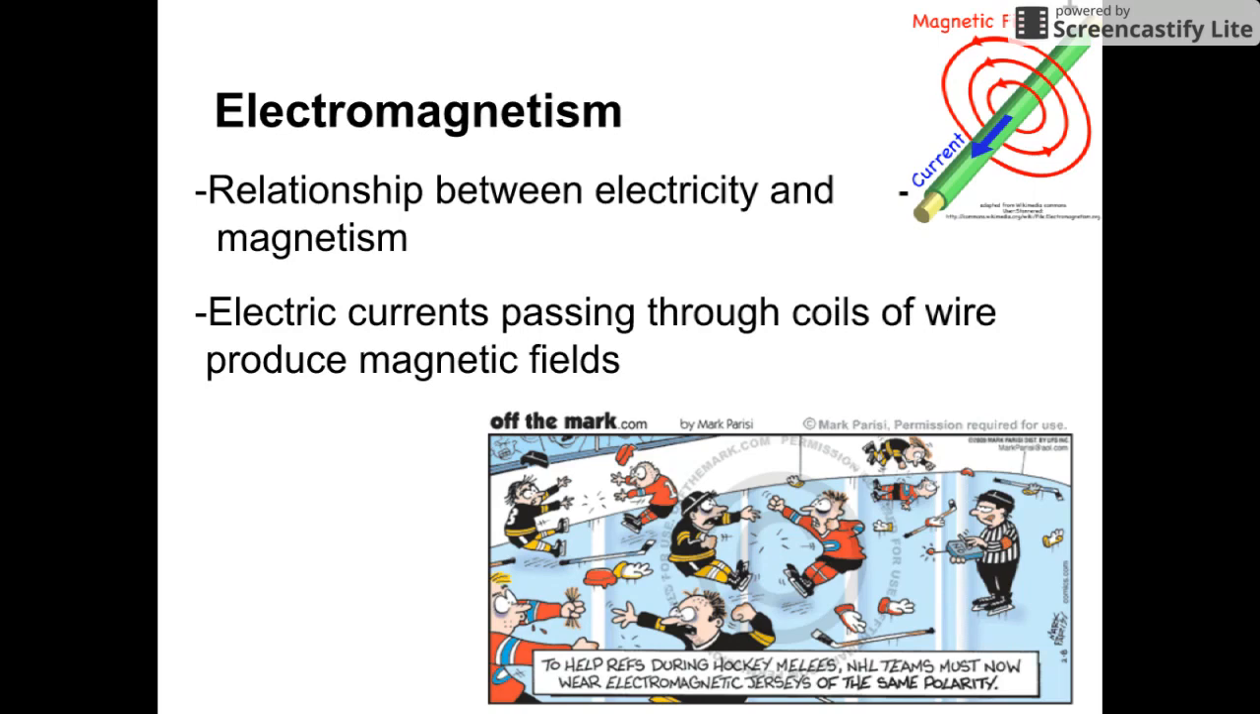And when the fighting occurs, we switch on the electromagnet. Their shirts all become the same polarity, and now no one can get near each other to fight because that magnetic field in the shirt has basically bumped into the magnetic field of the other team's jersey, and they can't get near each other to fight.